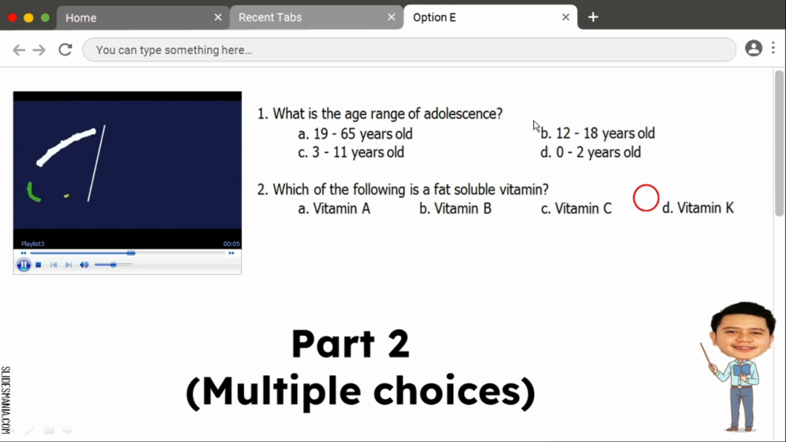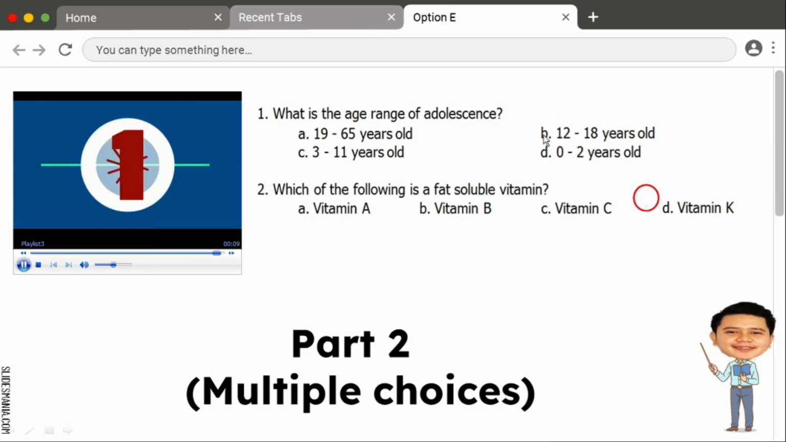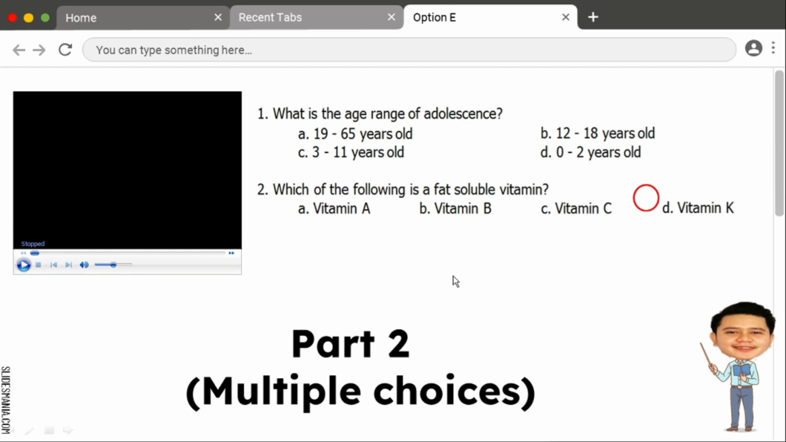Again, this one is letter B, okay? Alright, the correct answer is letter A, vitamin A. Don't mind this one, okay? This is wrong, okay? Letter A.